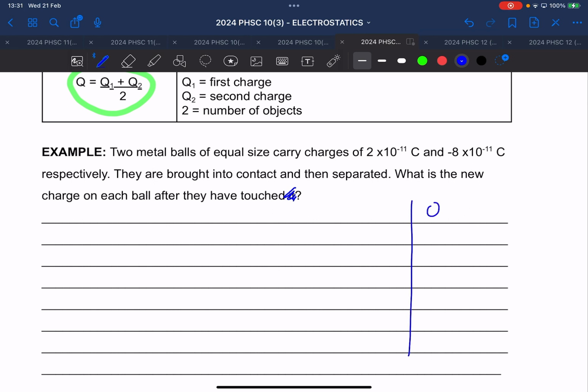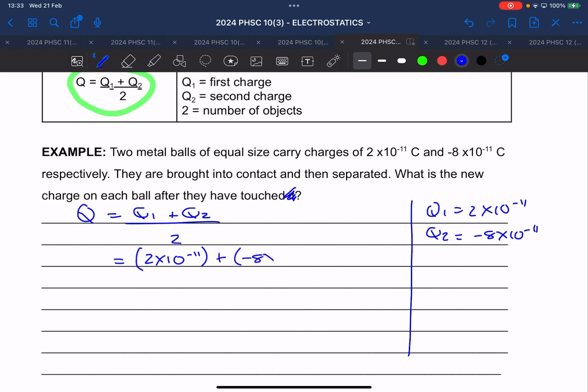Okay, so our first charge is 2 times 10 to the power negative 11. Our second charge is negative 8 times 10 to the power negative 11. Right, we want to get the new charge, so it's charge 1 plus charge 2, the sum of the charges, divided by 2. So it's 2 times 10 to the power negative 11 plus negative 8 times 10 to the power negative 11, over 2.